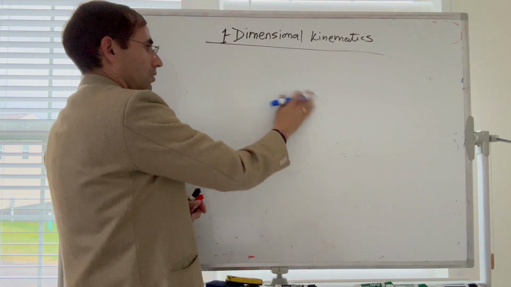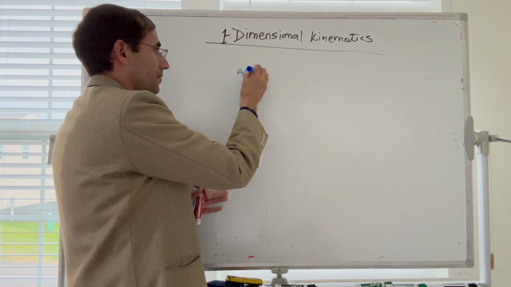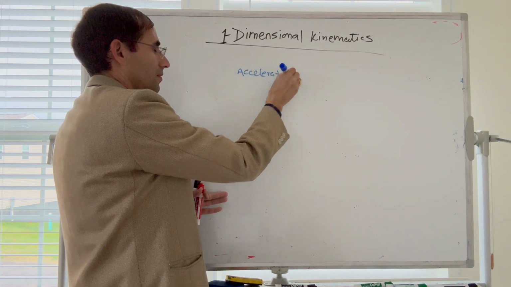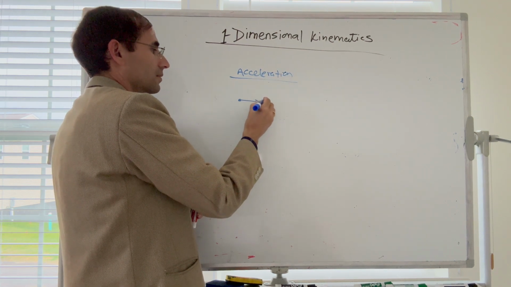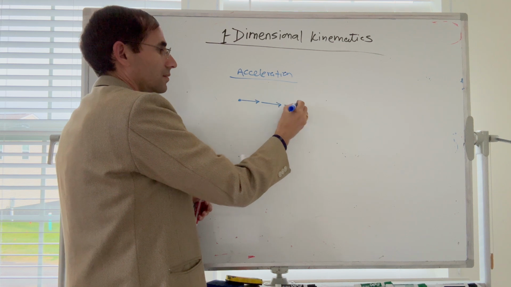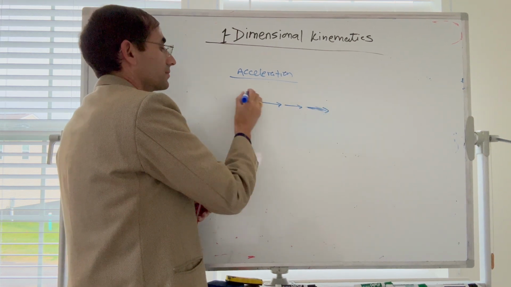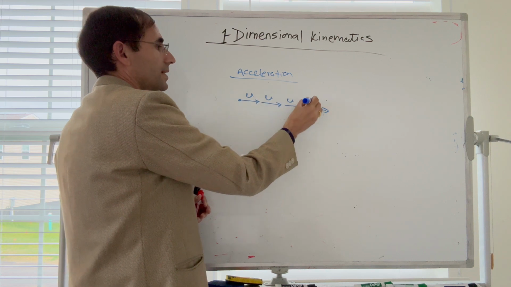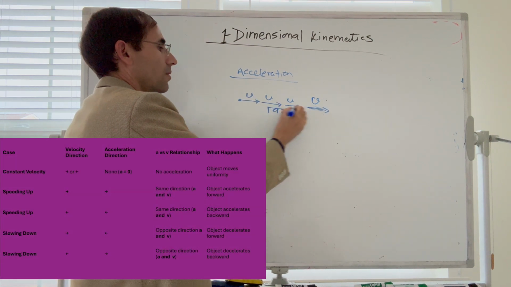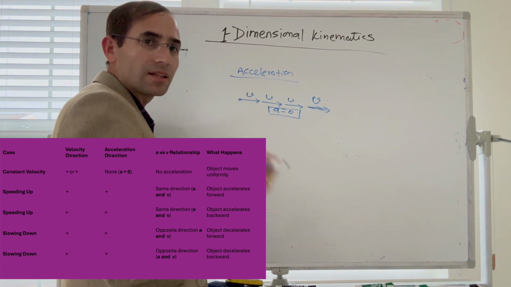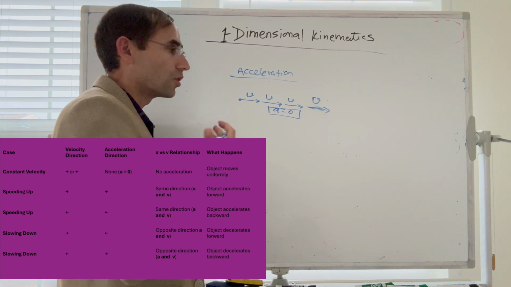So, the direction of the acceleration vector. Suppose you have a situation here. These are the velocity vectors. What is the acceleration here? The acceleration is 0 because the motion is uniform. All velocities are the same all the time, so there is no change in velocity. If there is no change in velocity, there is no acceleration.